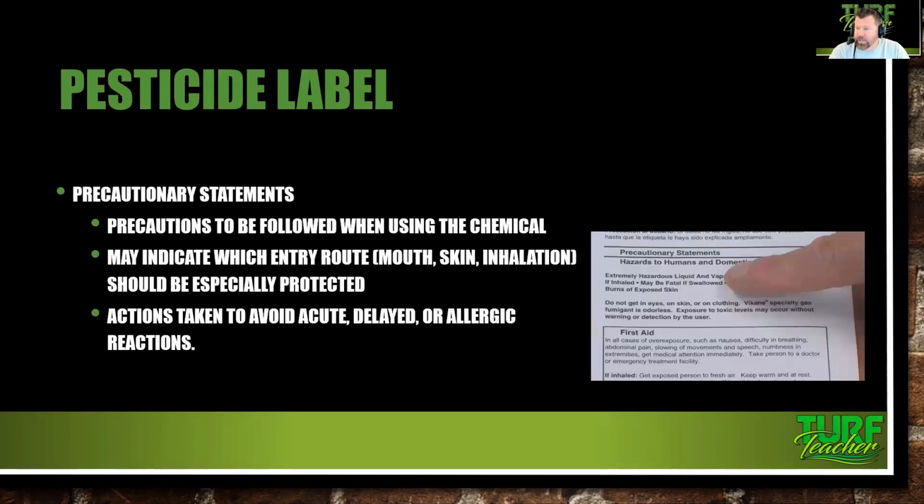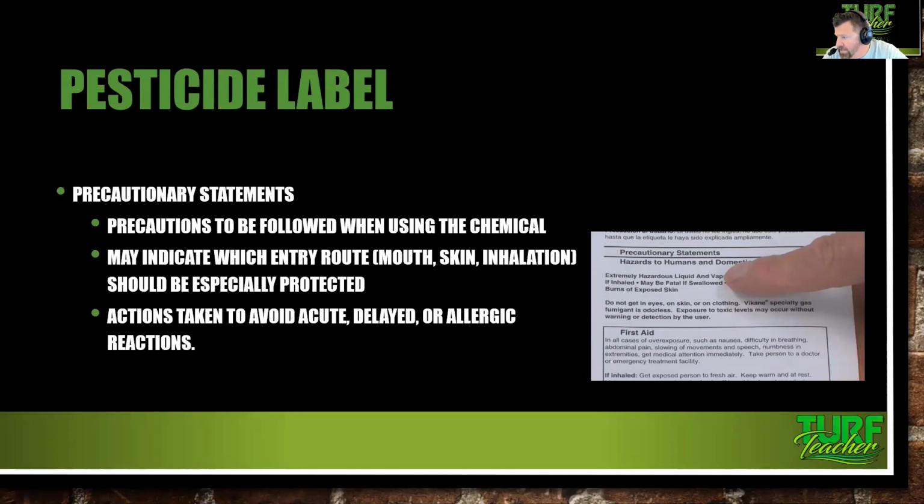Precautionary statements. These are precautions to be followed when using the chemical. This may indicate which entry route, whether it's mouth, skin, or inhalation, should be especially protected, and actions to be taken to avoid acute, delayed, or allergic reactions. And it's saying here in these precautionary statements: extremely hazardous liquid and vapor, if inhaled, may be fatal if swallowed, and it burns the skin. Do not get in eyes, on skin, or on clothing.